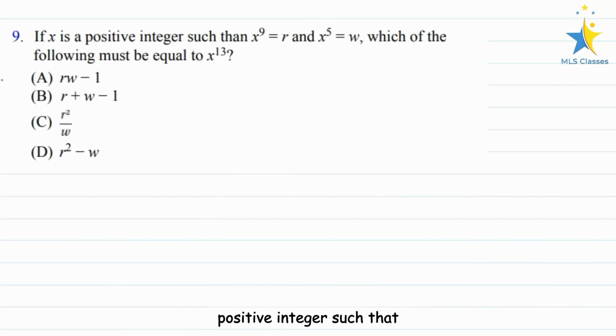If x is a positive integer such that x to the power 9 is equal to r and x to the power 5 is equal to w, then which of the following must be equal to x to the power 30? So here we will see how we can eliminate the options. So if you remember, wherever the addition or subtraction comes in exponents, there is no rule for that. That means we can eliminate B.